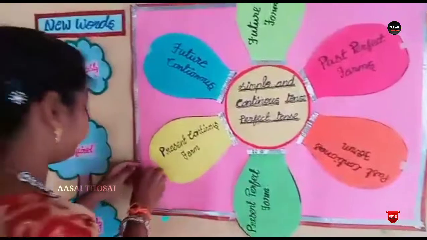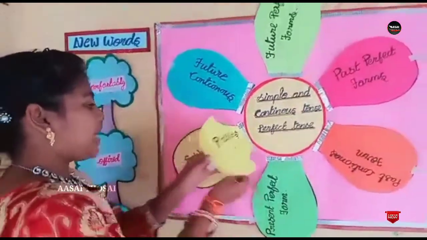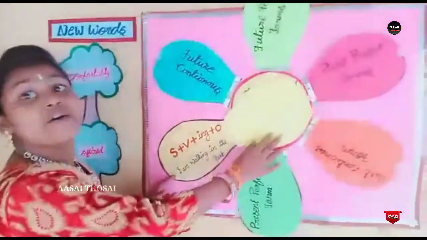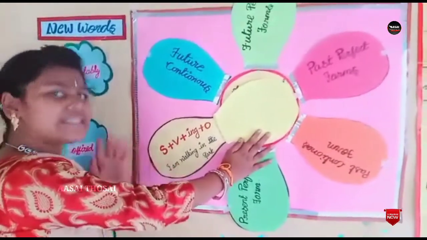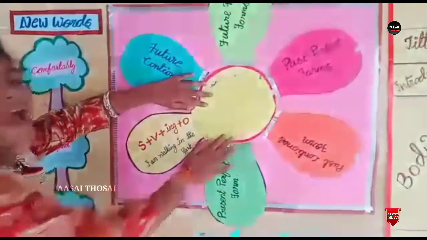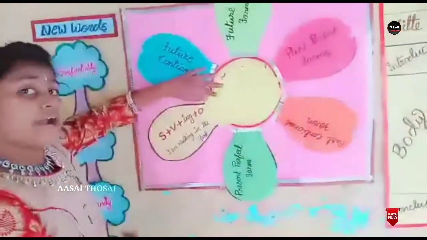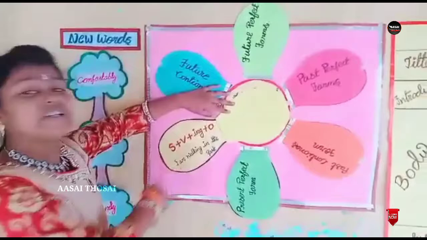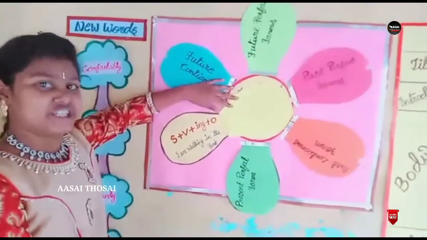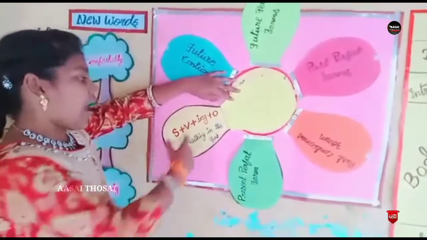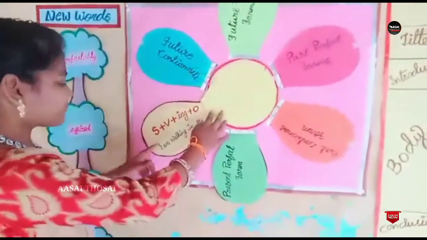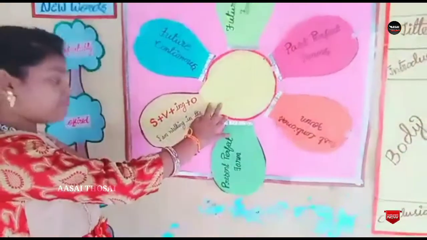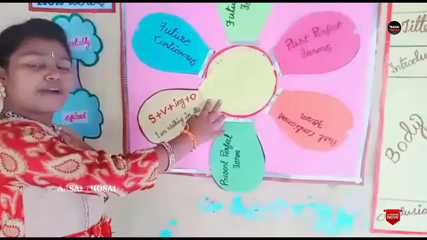Let's go to the present continuous form. That is subject plus verb plus ing plus object. This is called the rule. Let's see one example. I am walking in the park. Here I am the subject and verb is walk, and we added ing, so it makes walking, and object is in the park. So the sentence is: I am walking in the park.